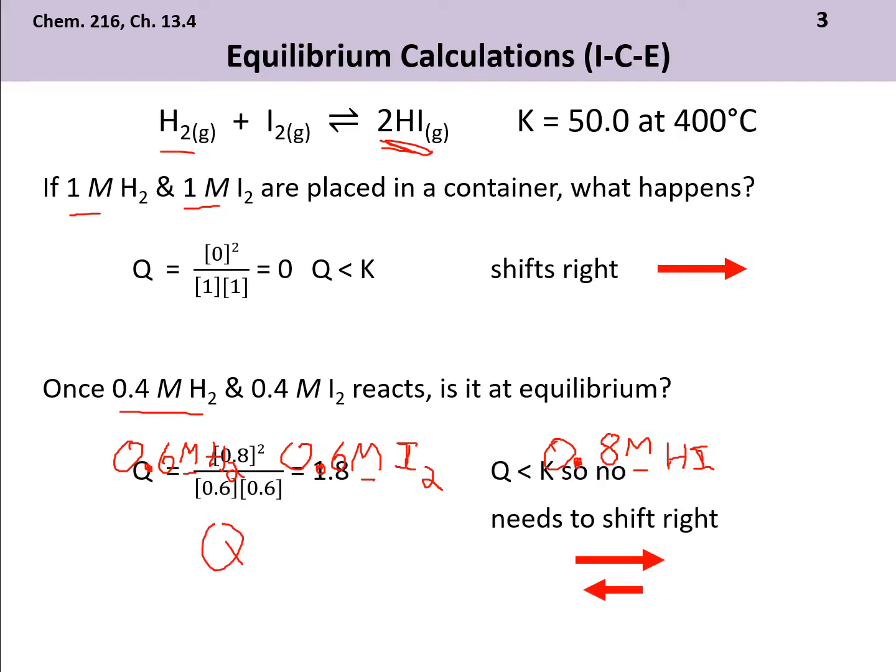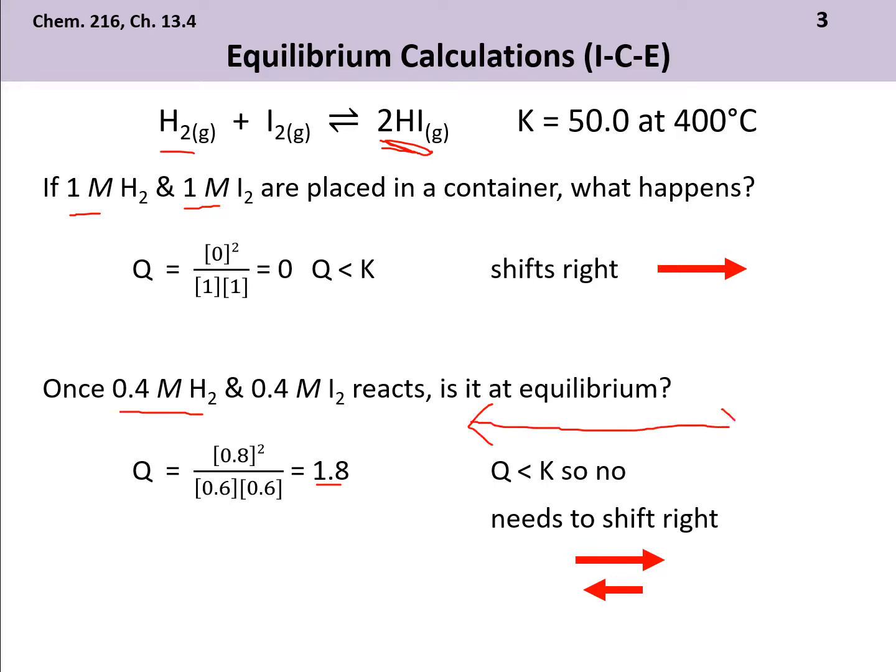And I'm going to have to erase some stuff. So I plug them in, and I get a Q of 1.8. You can do this on your calculator. Make sure you include what's on top and what's on bottom, and be very careful about that. All right, so Q is 1.8, K is 150.